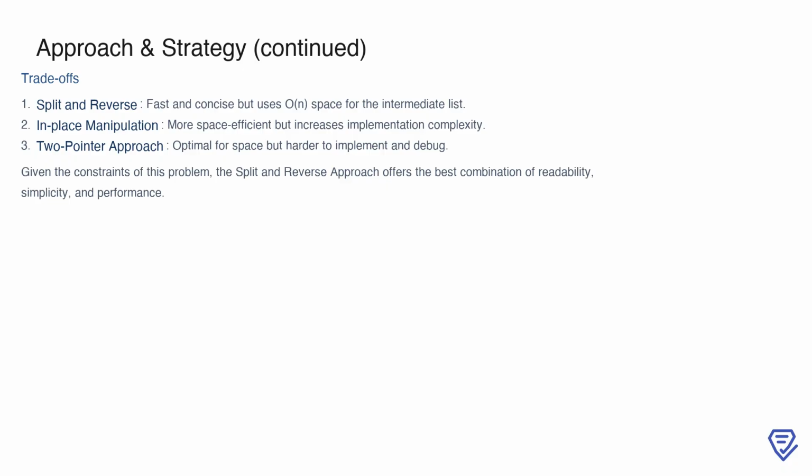The split and reverse approach is fast and easy to implement, but it requires O(n) space for the intermediate list of words. The in-place manipulation approach improves space efficiency but increases the complexity of implementation, making it more prone to errors. Finally, the two-pointer approach is the most space-efficient, requiring only O(1) additional space, but it is harder to debug and implement due to its reliance on careful pointer management and edge case handling.